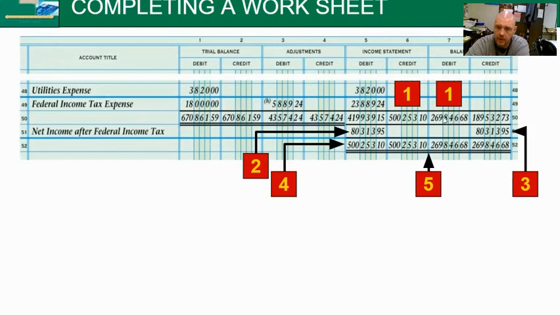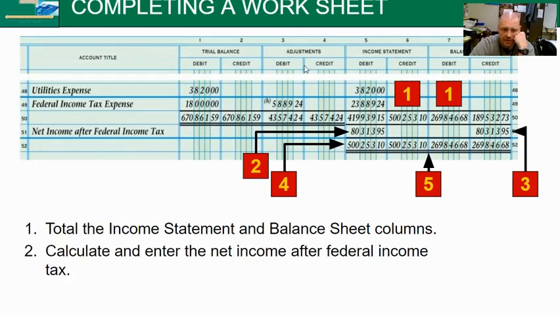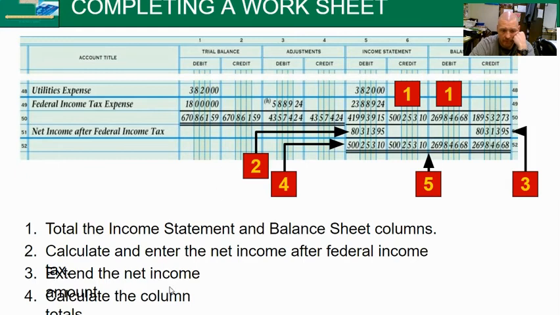We compare the difference between our assets and our liability and stockholders' equity, and that difference should be the same difference. So total income statement and balance sheet accounts, calculate and enter the net income after federal income tax, extend your net income amount over here to the balance sheet. Calculate your column totals, right? 419 plus 80 is the 500 number. 500 plus 0 is the 500 number. When these two match, double rule. 269 plus 0 is 269. 189 plus 80 is 269. When these two numbers match, double rule.